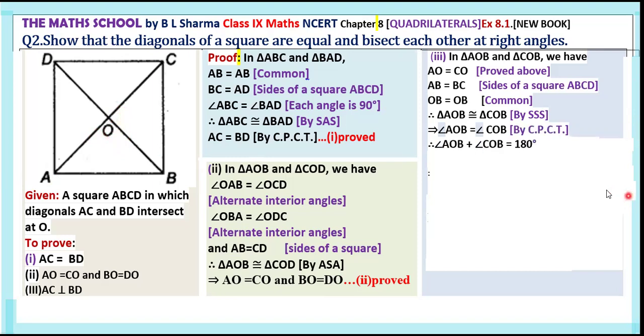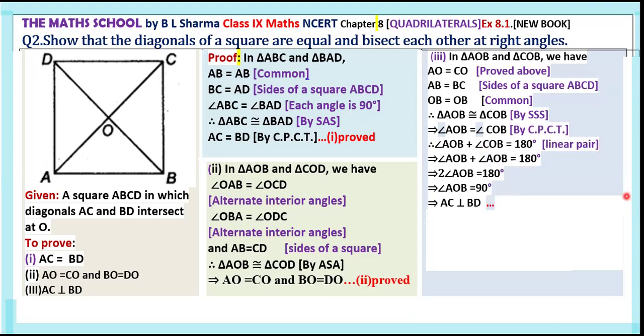So angle AOB plus angle COB is equal to 180 degrees because of linear pair. Angle AOB plus angle AOB, in place of angle COB you can put angle AOB, that is 180 degrees. So twice of angle AOB is equal to 180 degrees. So angle AOB is equal to 90 degrees. So we can say that AC is perpendicular to BD. Third part.